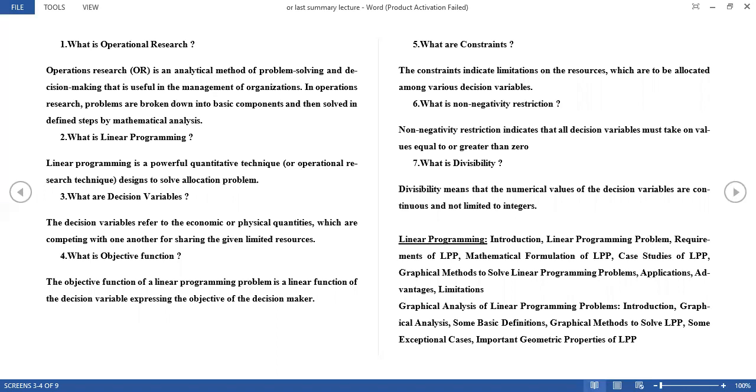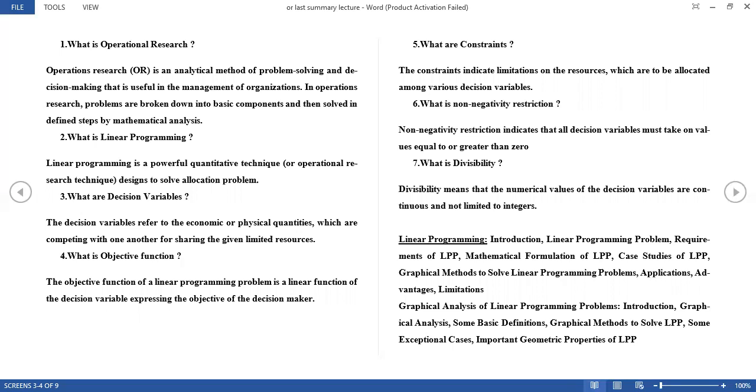Then the decision variables we define refer to the economic or physical quantities which are competing with one another for sharing the given limited resources. The objective function of a linear programming problem is a linear function of the decision variables expressing the objective of the decision maker. The constraints indicate limits on the resources which are to be allocated among various decision variables. Non-negativity restrictions mean that all decision variables must take on values equal to or greater than 0, and divisibility means that the numerical values of the decision variables are continuous and not limited to integers.